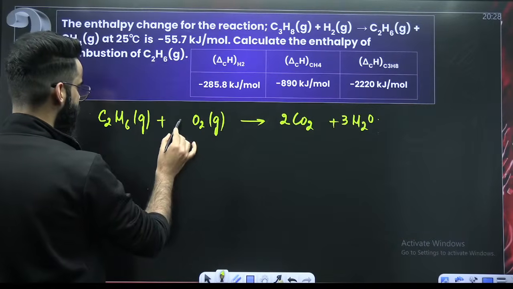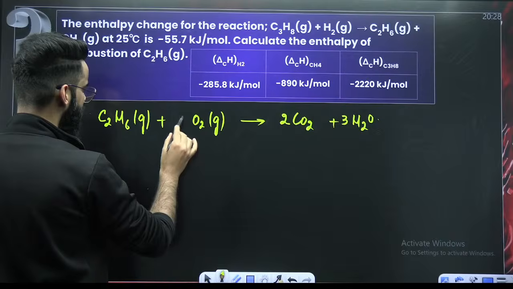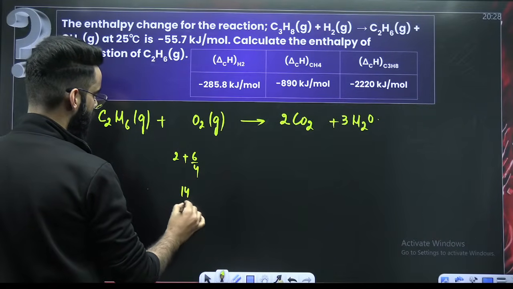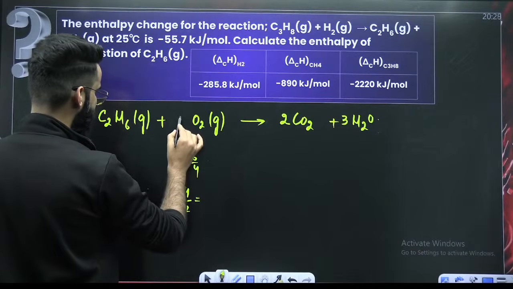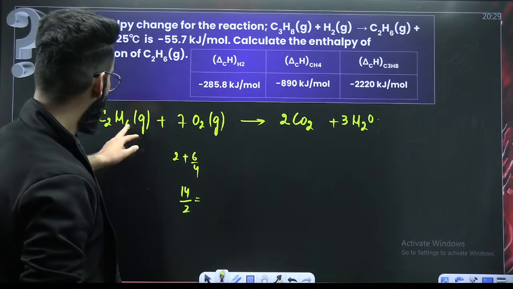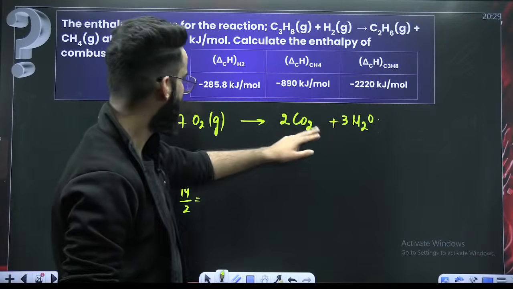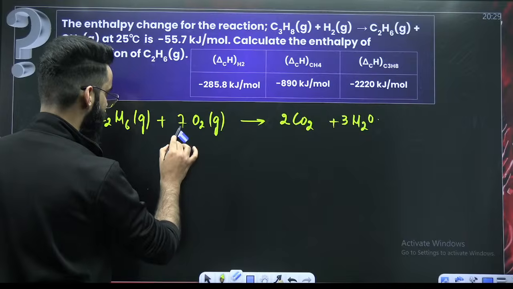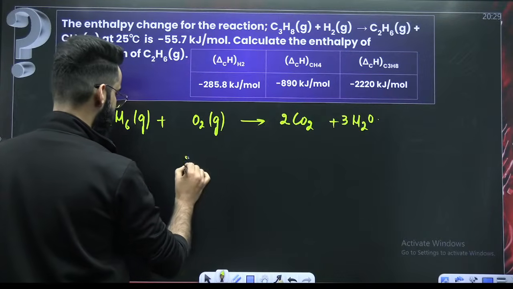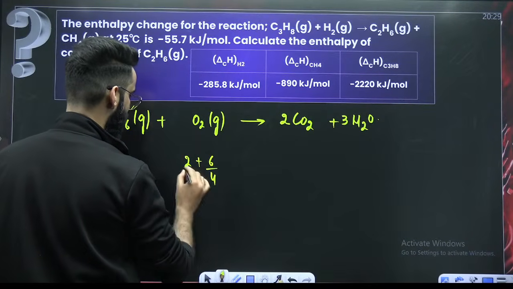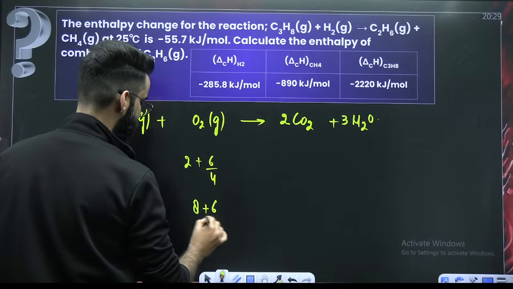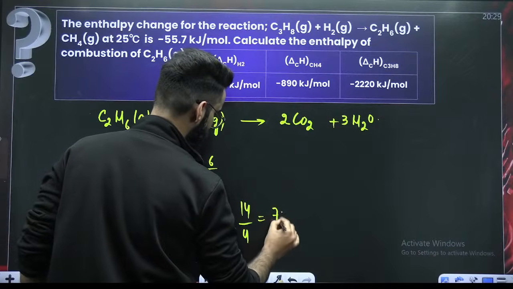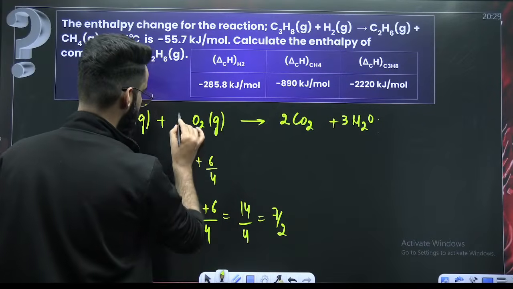And this will be how much? 2 plus 6 by 4. This will be 7 times, I believe. You check it once. No, not 7 times, I have made some mistake. Just a second. It is x plus y divided by 4. 4 to 8. 8 plus 6 divided by 4. So it's 14 divided by 4, which is 7 by 2. Okay, this is 7 by 2.